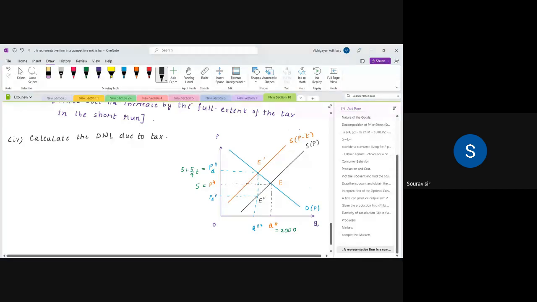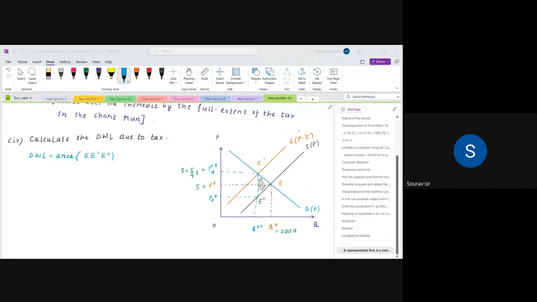So it is this part. We need to find out the area of this part. So deadweight loss is nothing but the area of E, E dash, E double dash. Now, how do we calculate this?